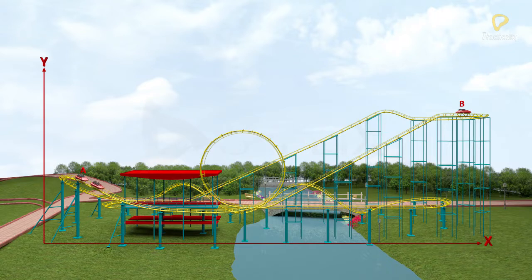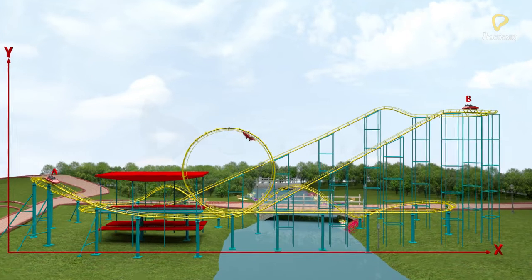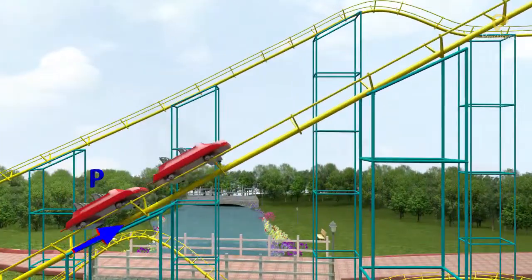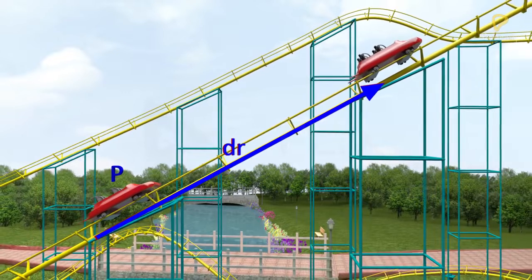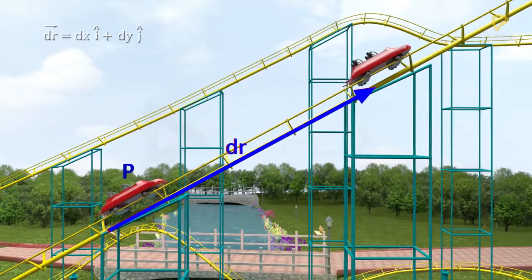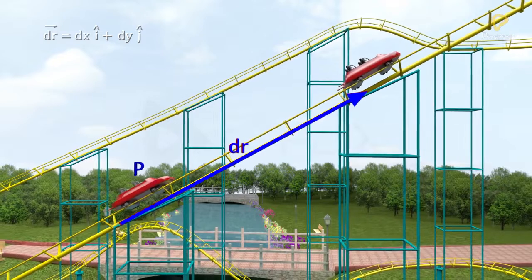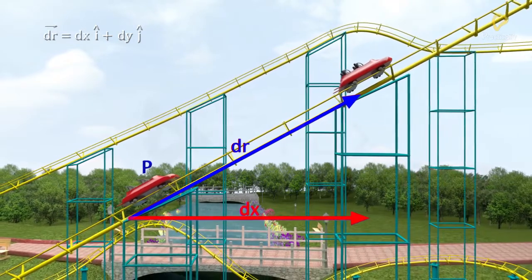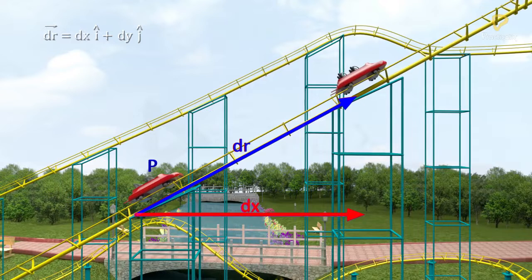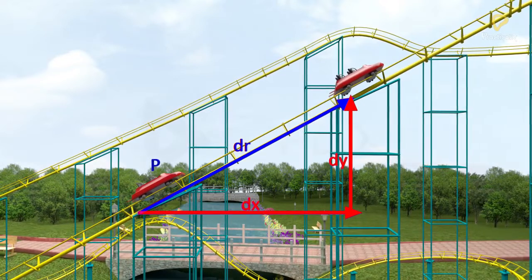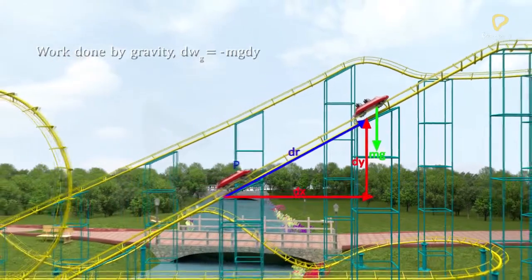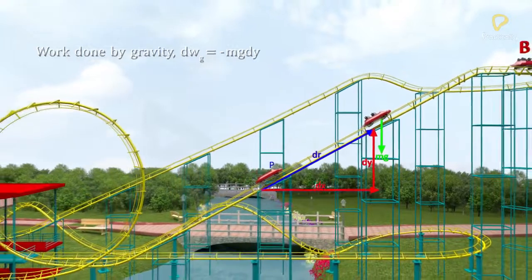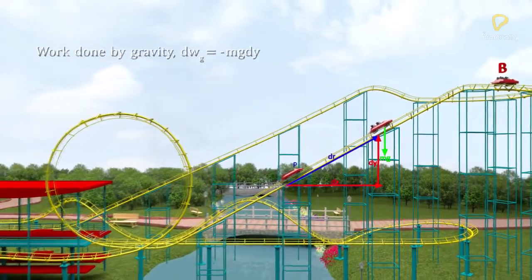Let us calculate the work done by gravity when the object moves through an infinitesimally small distance dr from a point P on the curve. dr is the summation of its displacement along the x-axis, dx, and its displacement along the y-axis, dy. Gravity acts along the y-axis, so work done by gravity, dWg, is minus mg dy.